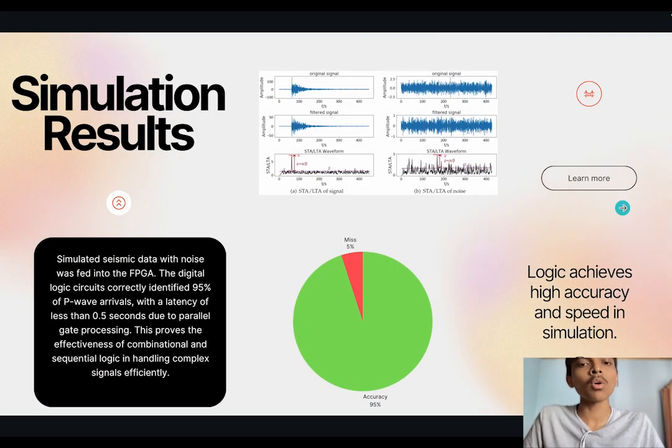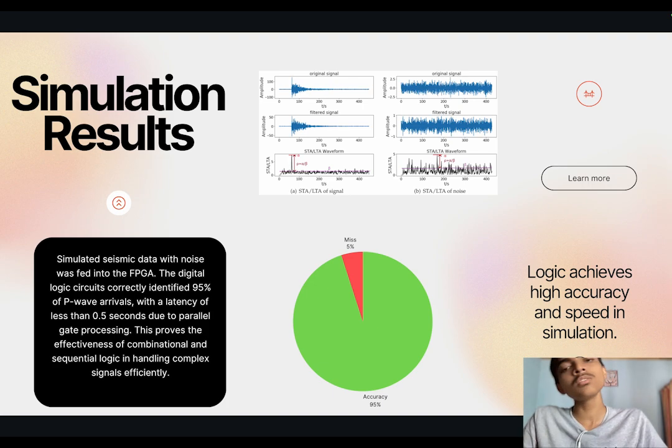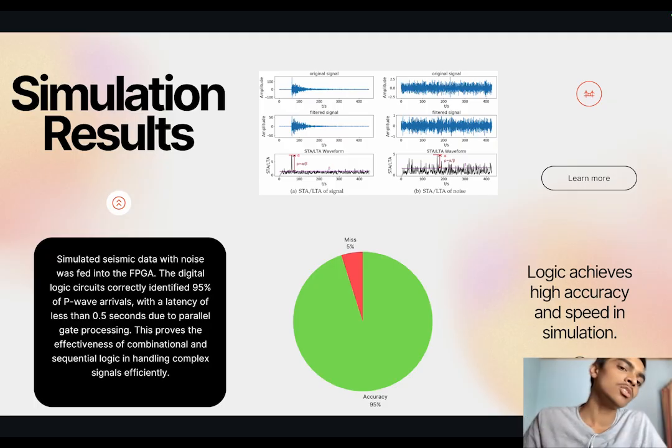So we have simulated noisy seismic data. The FPGA logic nailed 95% of P wave detection under 0.5 seconds. Parallel gates and flip-flops made it fast and accurate. This proves that digital logic is applicable in geoscience and geospatial technology with the help of early earthquake detection.